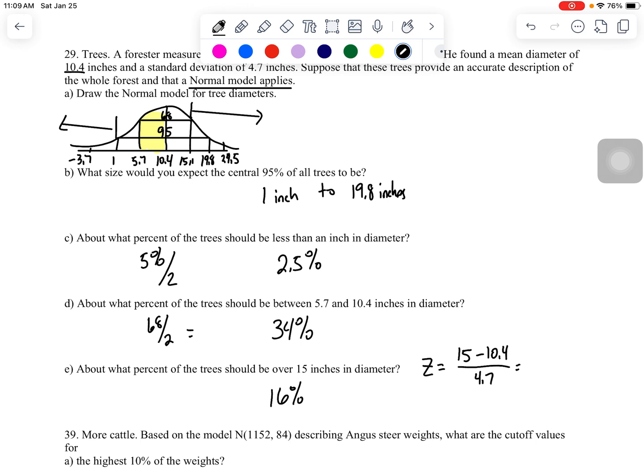Anyway, 15 minus 10.4 is 4.6, divided by 4.7. So that is 0.9787.